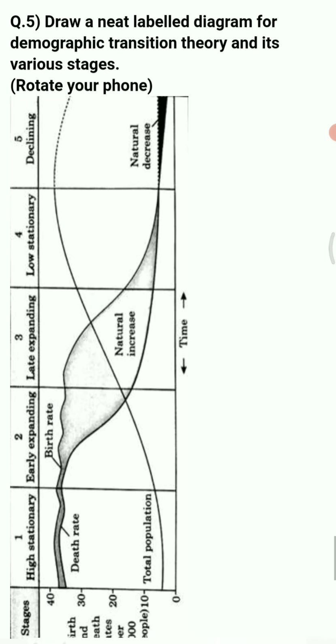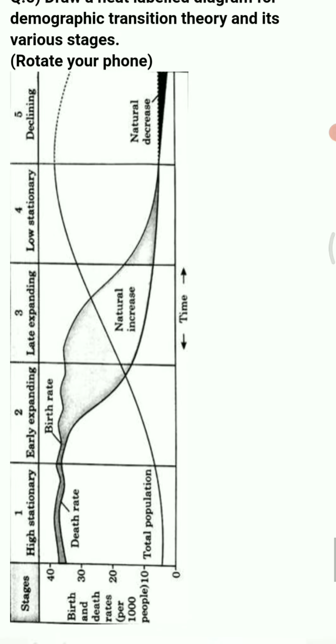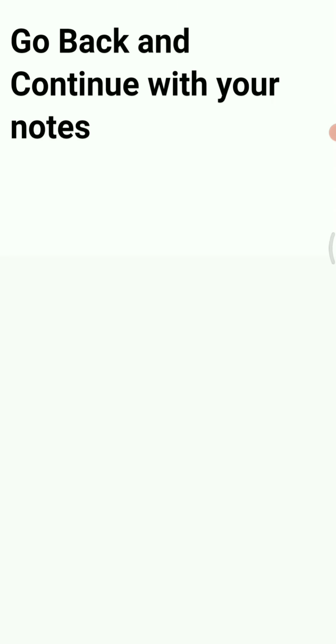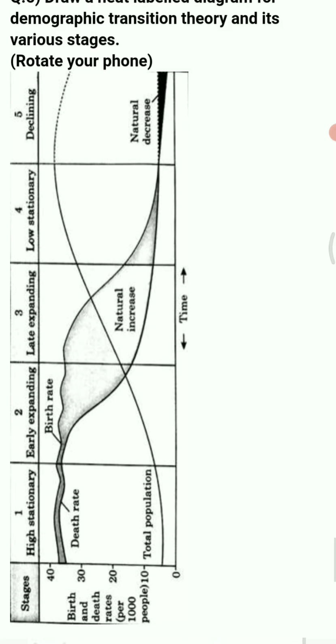Next is question 5. Draw a neat labeled diagram for demographic transition theory. So this is the diagram which you can draw from your textbook also. So you have the 5 stages in the demographic transition theory, that is early expanding, high stationary, late expanding, low stationary, and declining. The last question of this exercise is question number 6.